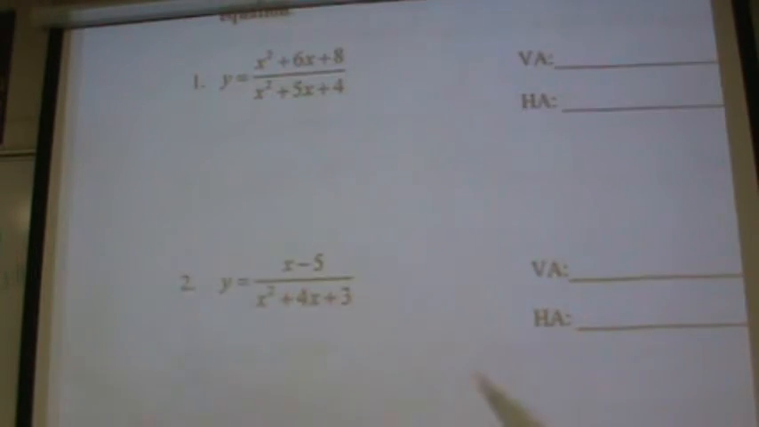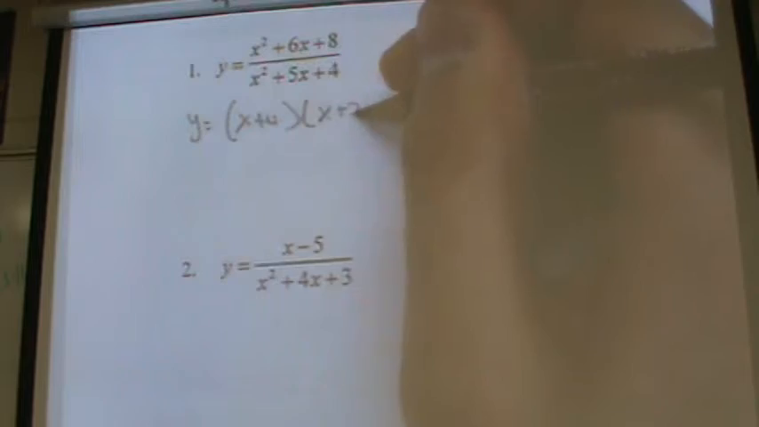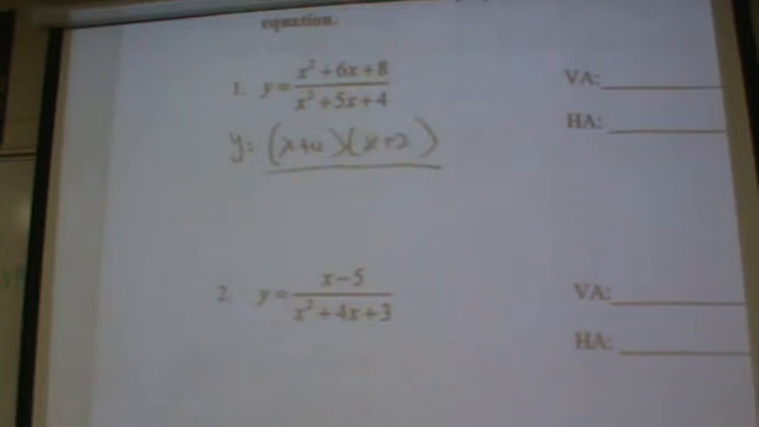So what are 2 numbers that you'll get when you multiply to get 8 but add to get 6? I actually just gave you one of them. 4 and 2. And what about 2 numbers that add up to 5 but multiply to get 4? 4 and 1.